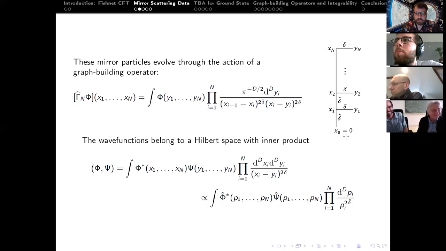Which way do you build your graph? What is n? N is the number of scalars, Z? No. N is the number of circles. Oh, okay.